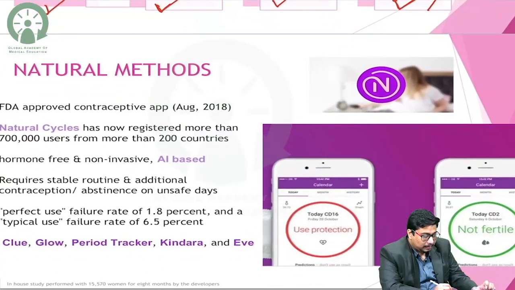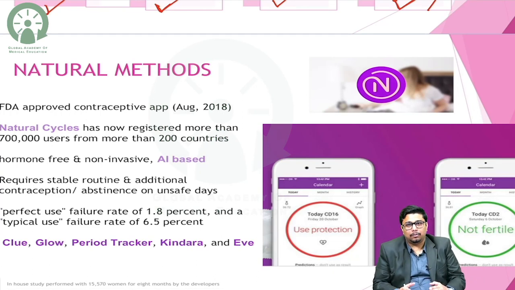The natural methods are basically based on the prediction of ovulation. So, we know that ovulation can be predicted by the basal body temperature method. Basal body temperature rises because once the ovulation happens, progesterone takes over. As progesterone takes over, there is a generalized vasodilation and a subtle rise of basal body temperature in the latter half of the cycle. So if we can identify that basal body temperature rise, we know that the ovulation has happened.